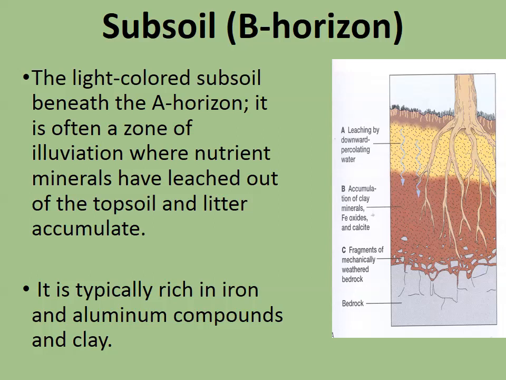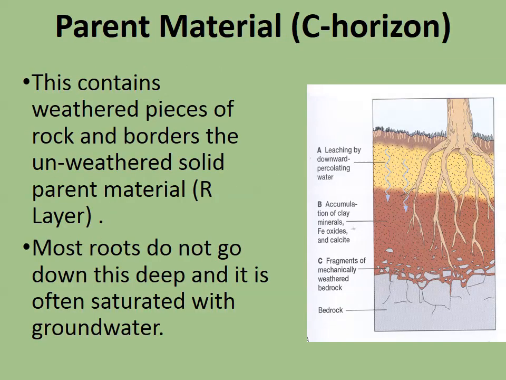And then our B horizon, a lot of times can be some sort of clay or more of a sandy soil that's usually a reddish color. Okay, rich in iron and aluminum compounds, clay. There we go. And then your parent material is your C horizon.